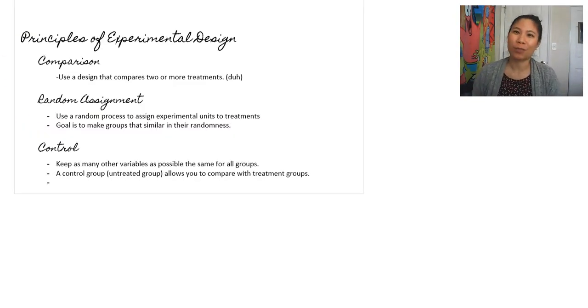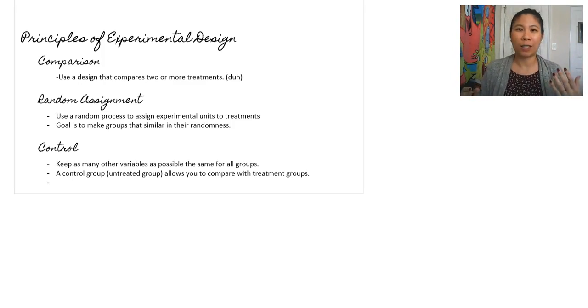The third principle of experimental design is control. So basically you want to make sure that as many of the other variables that might affect your response variable would be kept the same for all your treatment groups. And even better would be if you actually had a control group. You've probably heard about a control group before. It's where you have one group that gets no treatment.